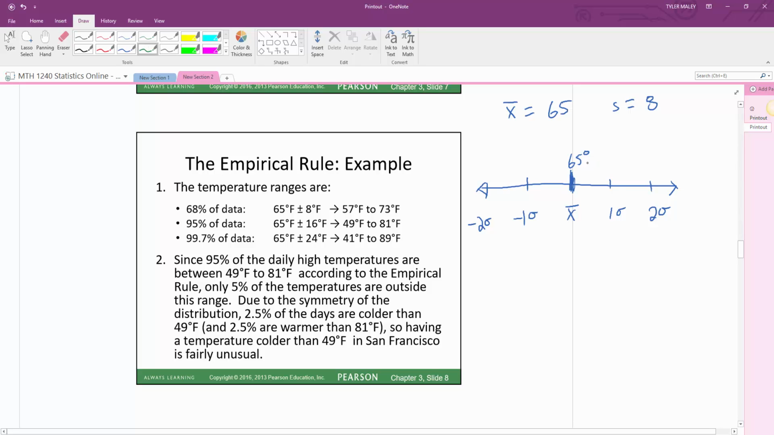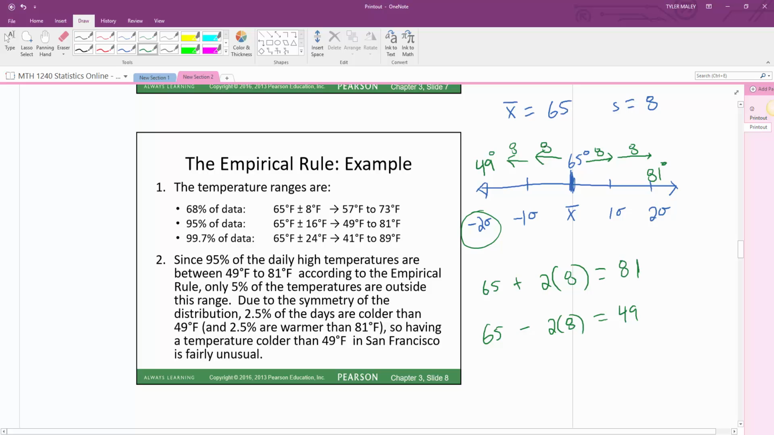In order to find 2, I'd have to go 8 units to the right and then 8 units to the left. So to get this value, it takes 65 plus 2 times 8, which gives us 81. So this is 81 degrees. And then to find the one to the left, this negative 2 standard deviations, we would take 65 minus 2 times 8. So 65 minus 16 gives me 49 degrees Fahrenheit. So this would be 49 degrees, because we went 8 and then 8 more, because that's my standard deviation in this case.